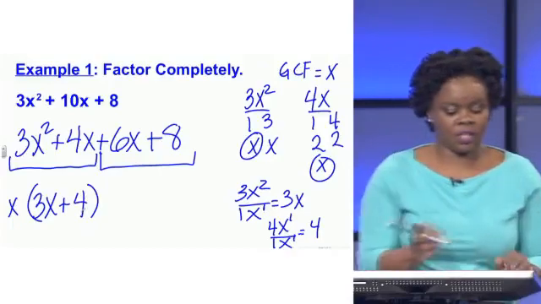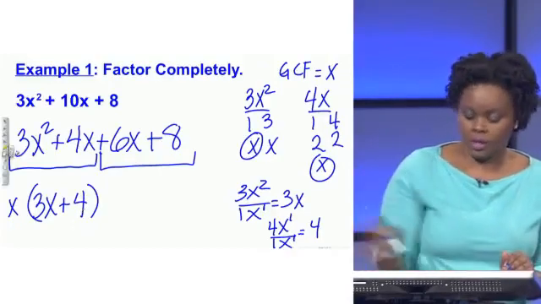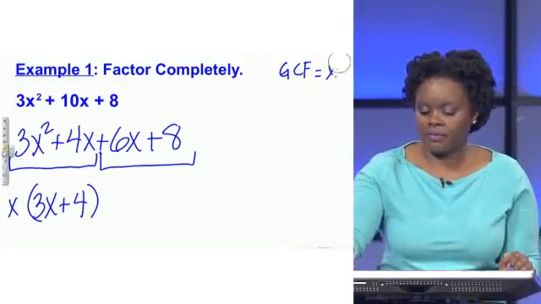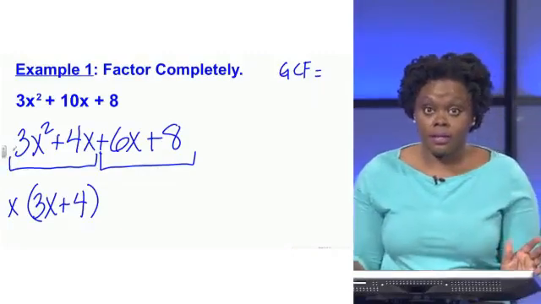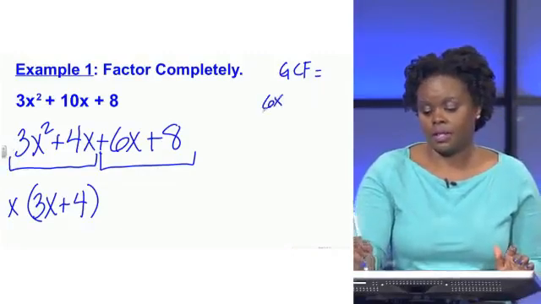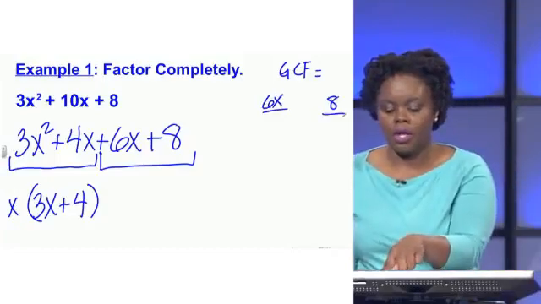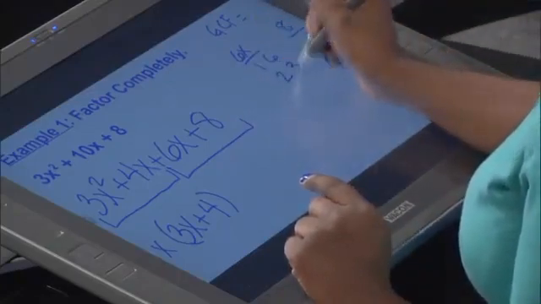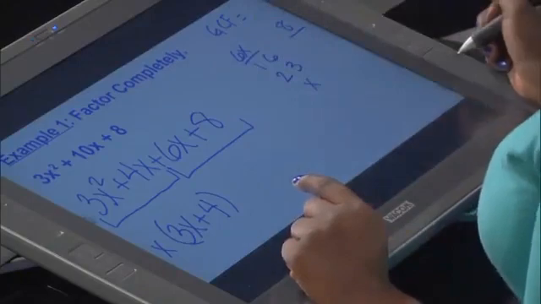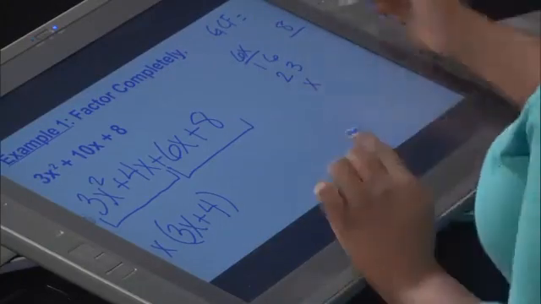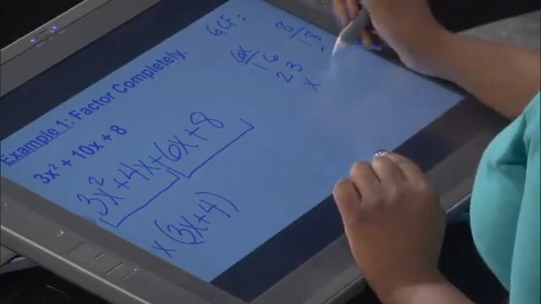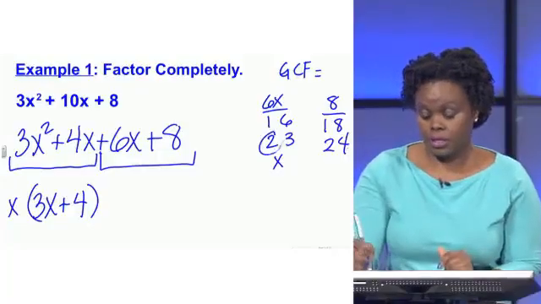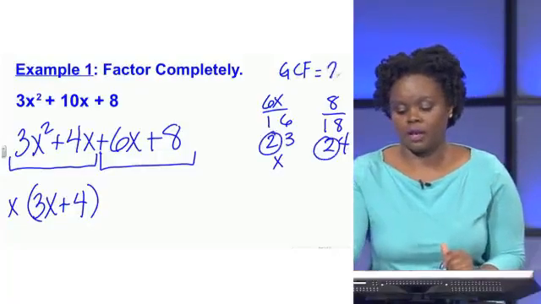We do the same process with that 6x plus 8. Okay, let's get this work out of our way. So we need to find the greatest common factor between 6x and 8. As far as the 6 is concerned, I know 1 times 6 would work, and so would 2 times 3. And then I have a factor of x, right? As far as my 8 is concerned, I know 1 times 8 would work, and so would 2 times 4. So in this case, my greatest common factor is 2.